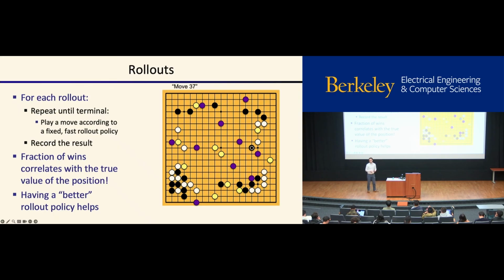The reason they're called rollouts is that I think they started with this in backgammon, so they would actually roll the dice. So you have to roll out the whole game. But yeah, so you do all these rollouts and you count the win rate for this position. And higher win rate positions will end up having a higher evaluation.